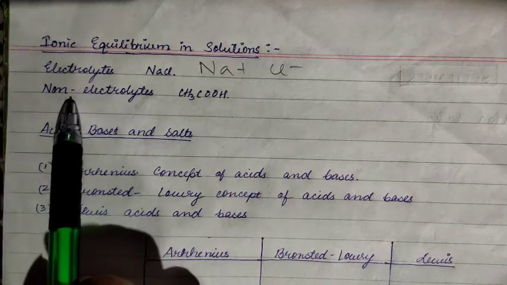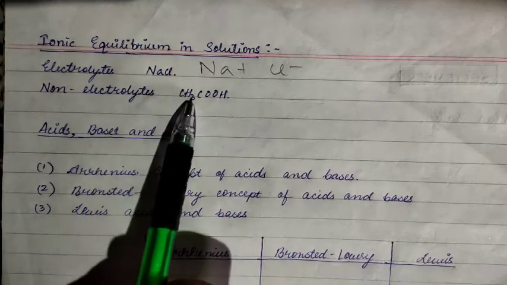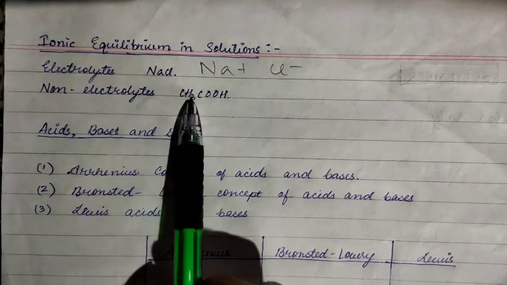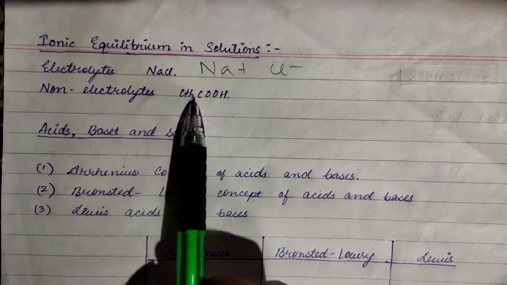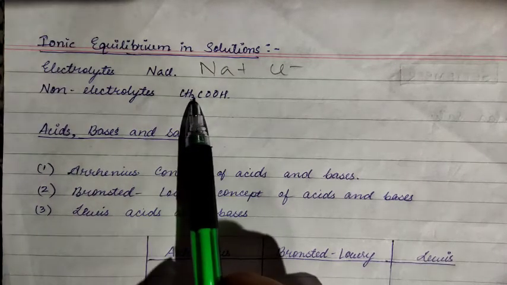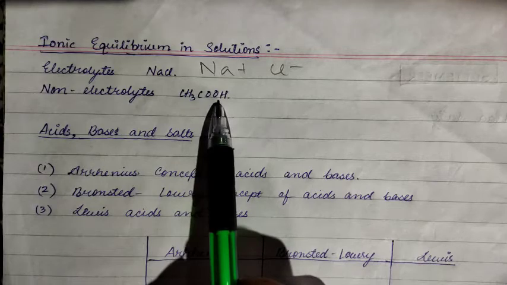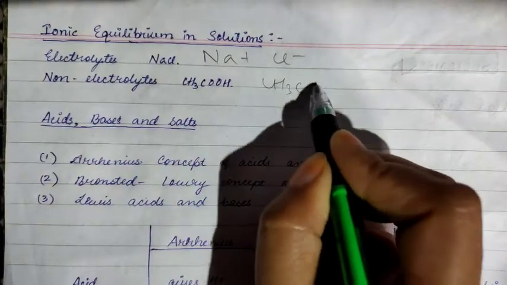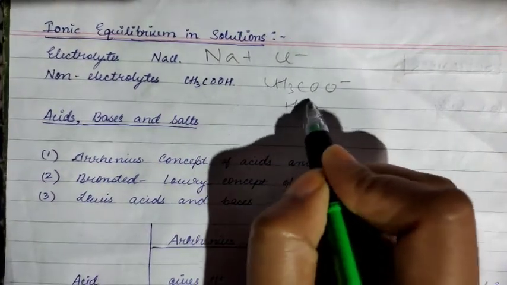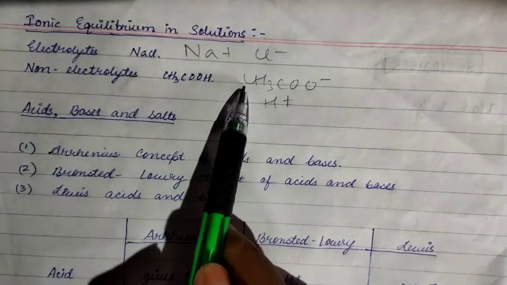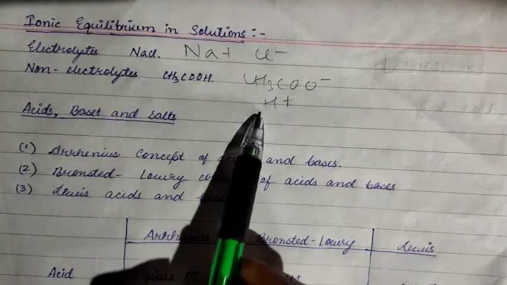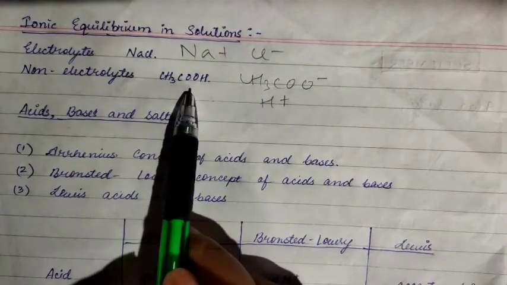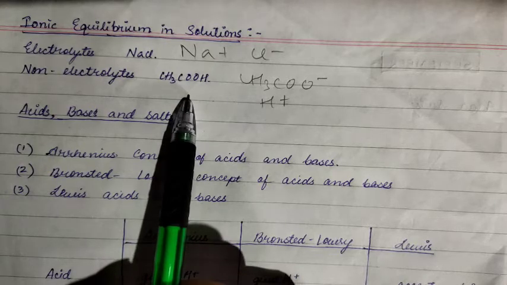Now, when we talk about the non-electrolytes, what happens when we dissolve acetic acid? This is an example of non-electrolytes. So, when we dissolve acetic acid in water, yes, up to some extent, it will be broken down into CH3COO negative, that is your acetate ion, and H positive. So it will be broken down into these two ions. But all the molecules of acetic acid will not break down or dissociate.